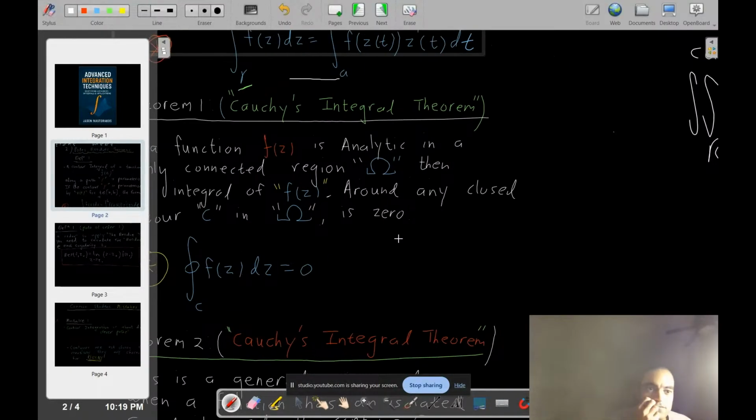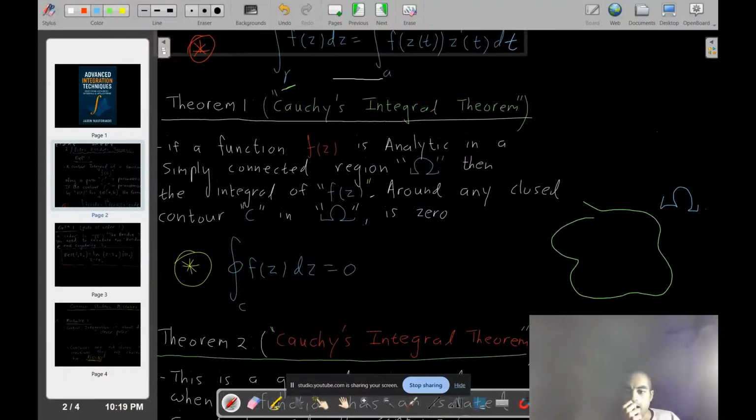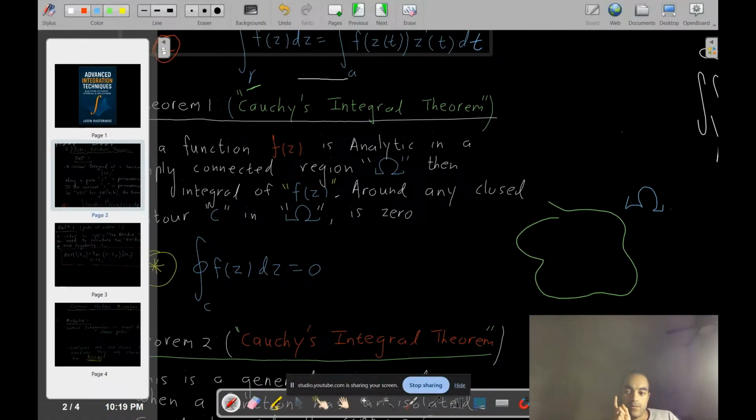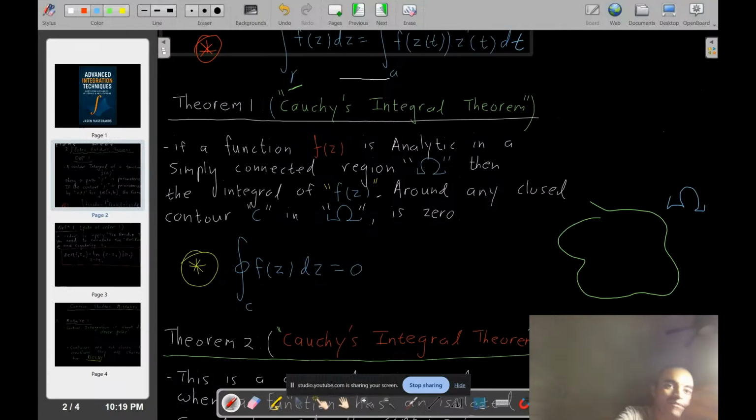So if you have a region like this, let's say I have a region omega. Region omega is this green region here. That's an example of the region. The integral of the function around any closed contour in omega, and what I mean is in omega, I don't mean on omega. I mean having some closed contour.